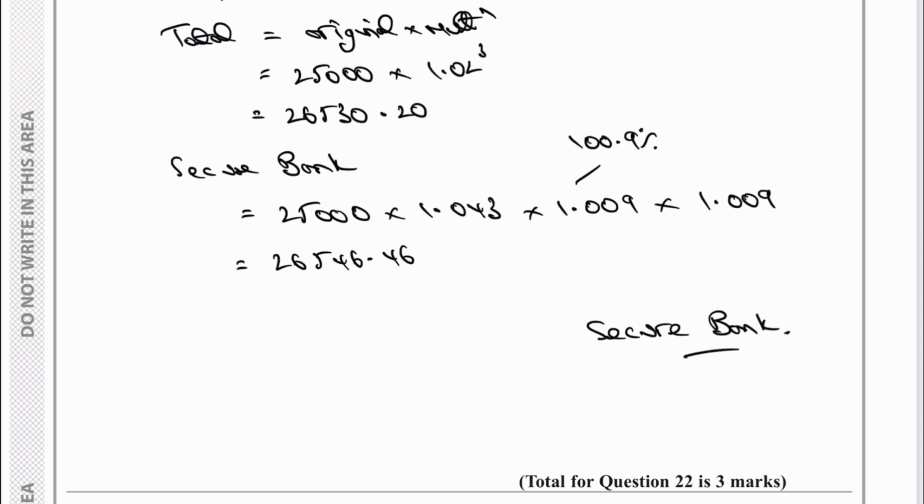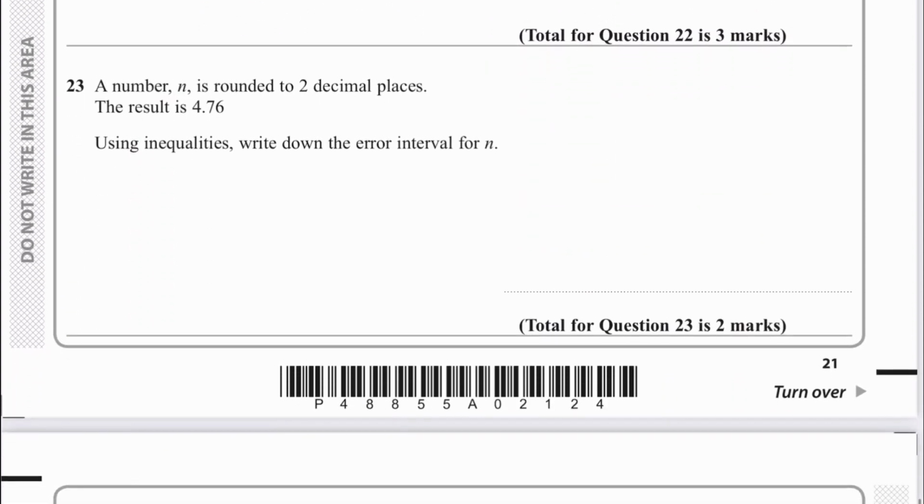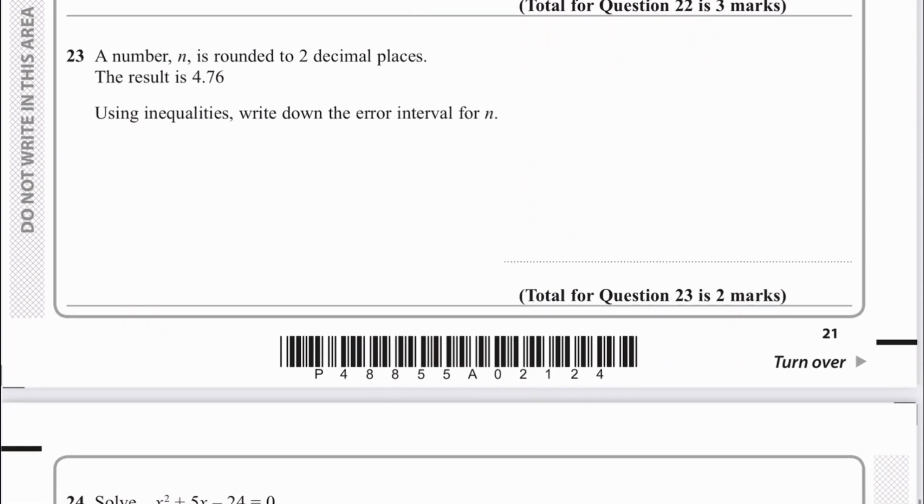Okay, let's move on then to question number 23. Again, very popular type questions. This number is rounded to 2 decimal places and the result is that. So the way we would write that would say the number n, and always start from the beginning, is greater than or equal to 4.755. Remember that you're rounding up, which also means then that the number n must be less than 4.765. It could be 4.7649 recurring. Okay, it's always going to be less. It's never going to be equivalent to.